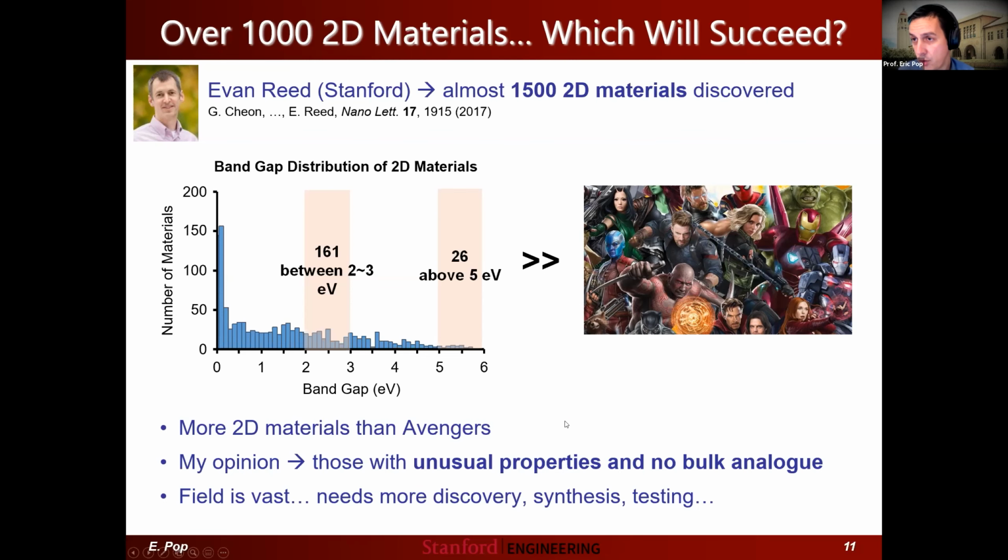Now, which ones of the 2D materials will succeed? My opinion is that it's those with unusual properties and those that don't have a bulk analog. Because wherever we have a bulk analog that is good enough, I think it's going to be very, very difficult, if not impossible, to displace the bulk material that is already good enough. Having said that, this field is very vast, probably very under-researched, under-synthesized, under-tested. So it actually needs a lot more discovery and testing and funding, to be honest, because there's so much more to discover.